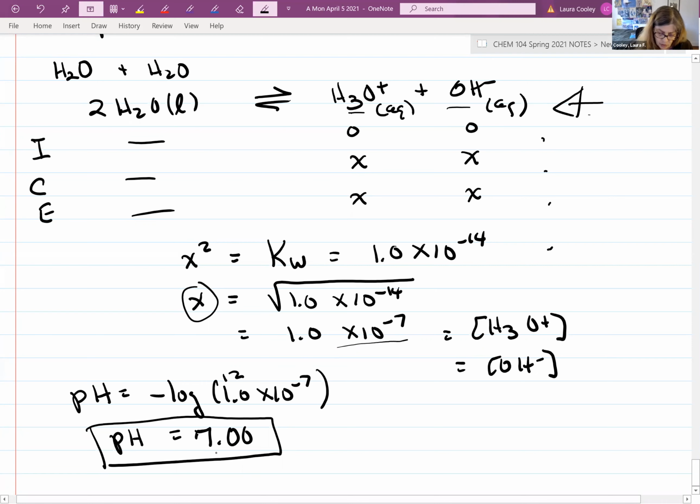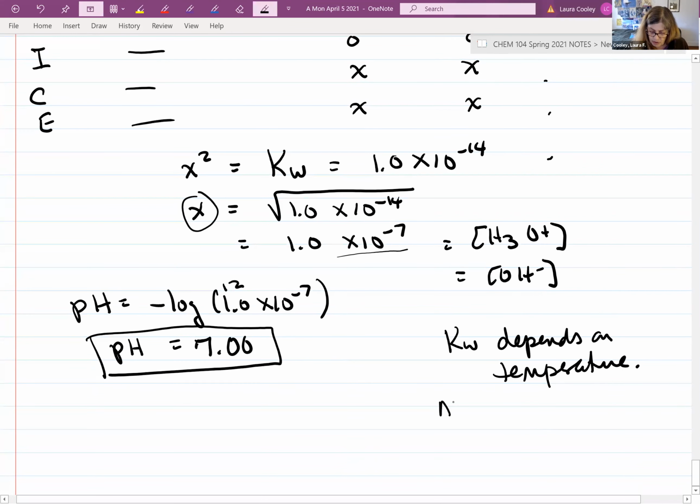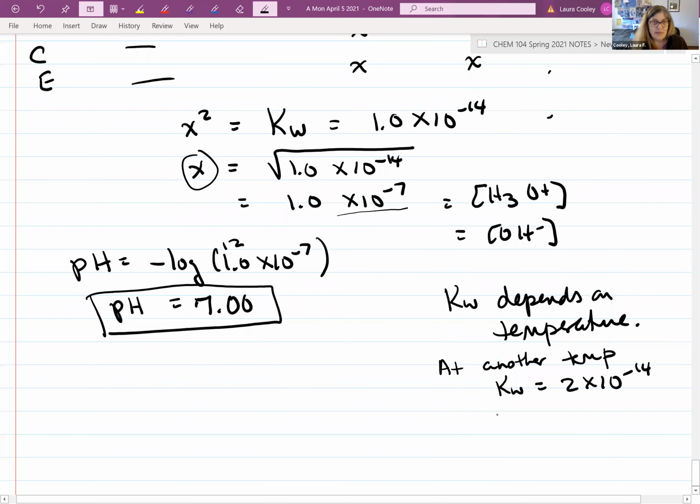Now, why did I say at 25 degrees C? Because Kw depends on temperature. Suppose at another temperature the Kw is 2 times 10 to the negative 14th. Then what would be the pH of that solution? This is a very strange question, but basically it will amount to taking the square root of 2 times 10 to the negative 14th, which won't be 7.